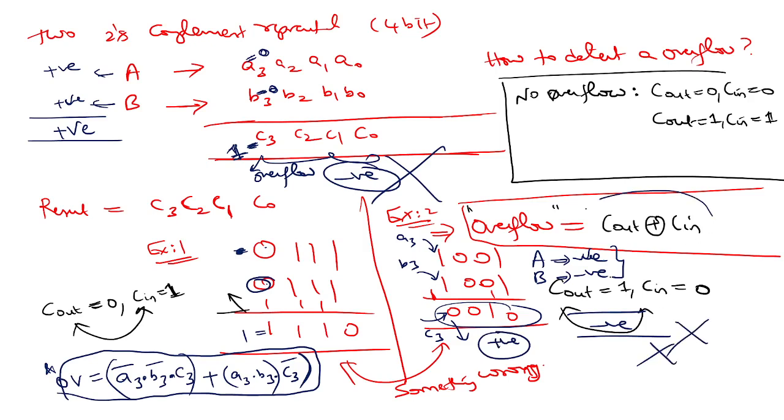So either you can use this expression, C out XOR of C in, or you can use this expression. Both will give the same thing, but generally we prefer C out XOR of C in because it's a simple two input XOR gate. Otherwise, you have to take a three input AND gate, one more three input AND gate, and one more OR gate, then NOT operation, all those things have to be done.